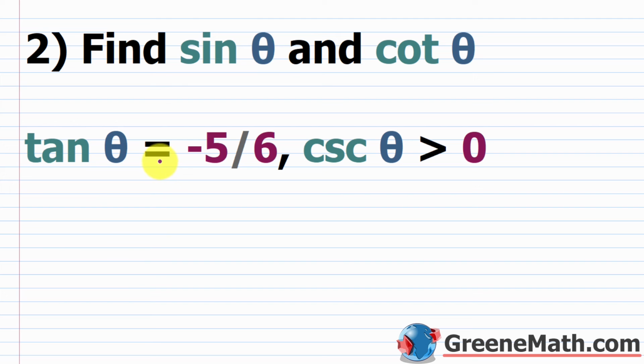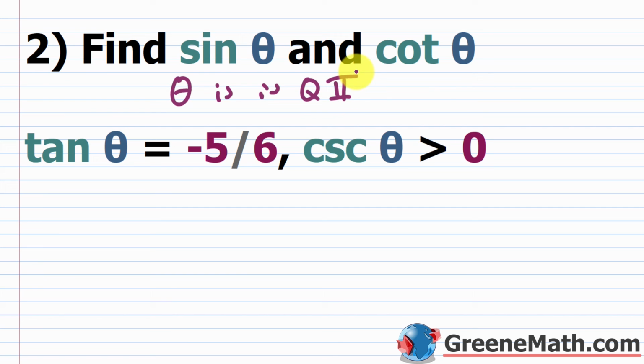All right, for problem 2, we're asked to find sine of theta and cotangent of theta, given that the tangent of theta is equal to the negative of 5 over 6, and the cosecant of theta is greater than 0. Okay, so thinking about this, if we are negative in terms of our tangent value, well, we know that we have to be in quadrants 2 or 4, because in 1 and 3, the tangent and cotangent are going to be positive. Now, we're also told here that the cosecant, which is the reciprocal of sine, is positive. So that's true in quadrants 1 and 2. So what we would see here is the overlap is in quadrant 2. So I'm going to say that theta is in quadrant 2.